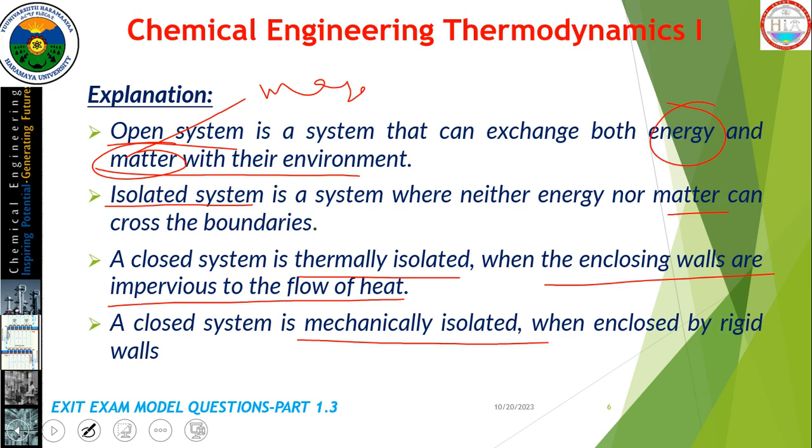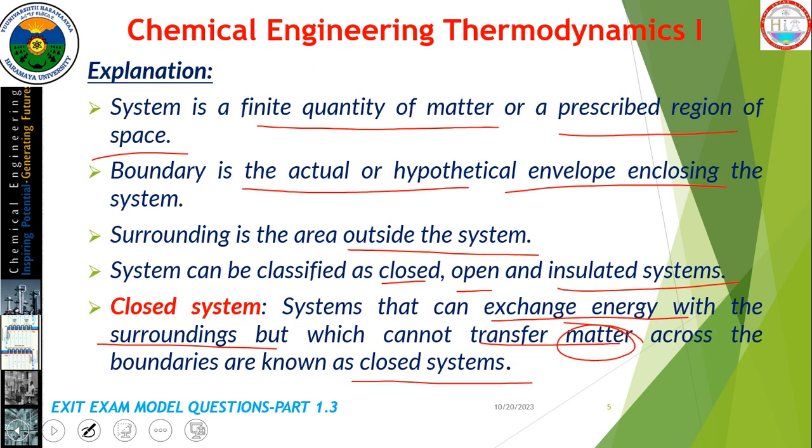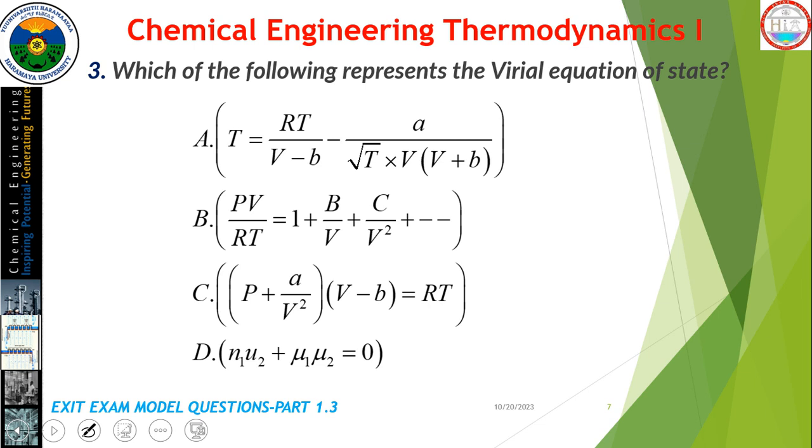So depending on this explanation, the correct answer for this question is D, which is a closed system, which cannot exchange mass, but it can exchange energy. Energy is the only exchange in a closed system. The third question: which of the following represents the virial equation of state?